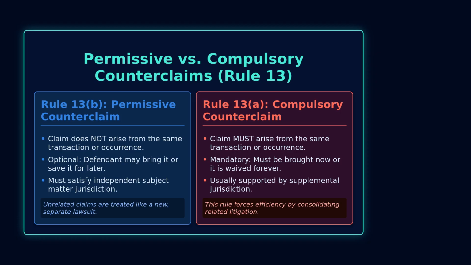This stands in stark contrast to the rule we are about to explore. Rule 13b allows you to bring unrelated claims if you want to, but it does not force you to. This optionality is precisely why Rule 13a, the compulsory counterclaim, demands our immediate attention. Rule 13a acts as a litigation gatekeeper, forcing parties to litigate all claims logically related to the original action right now, or face permanent waiver.